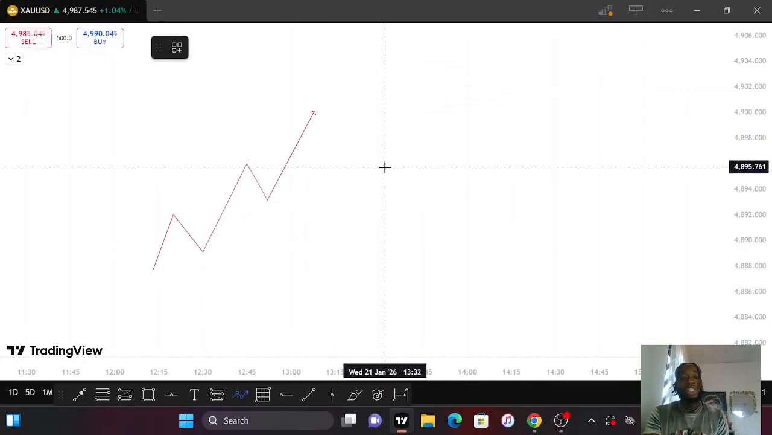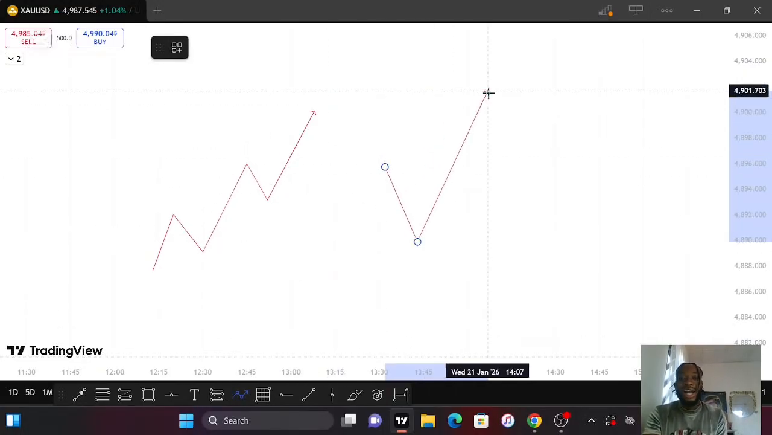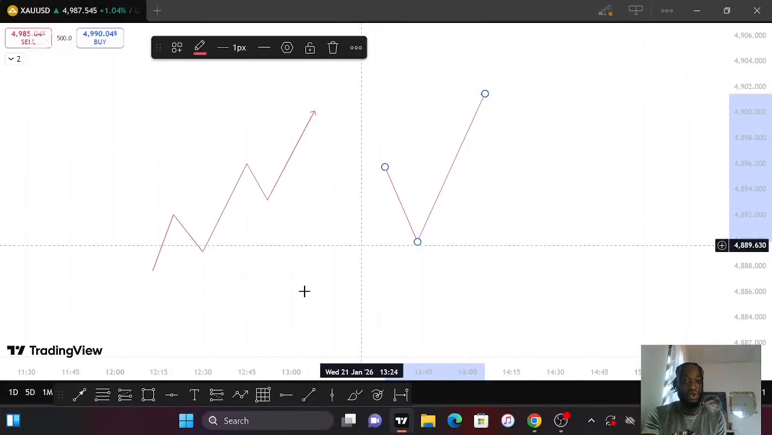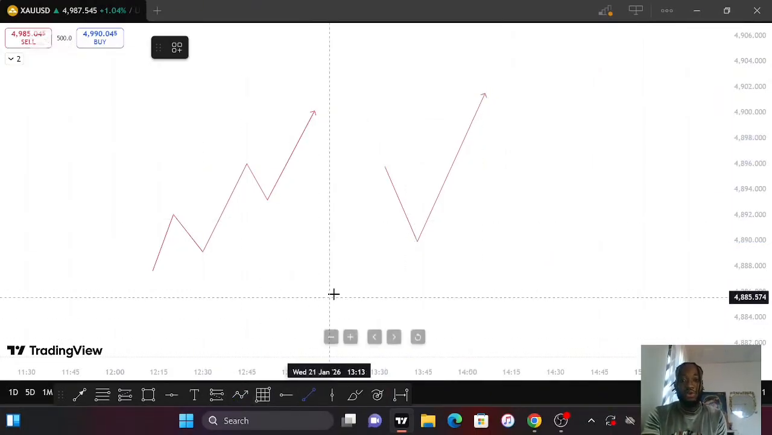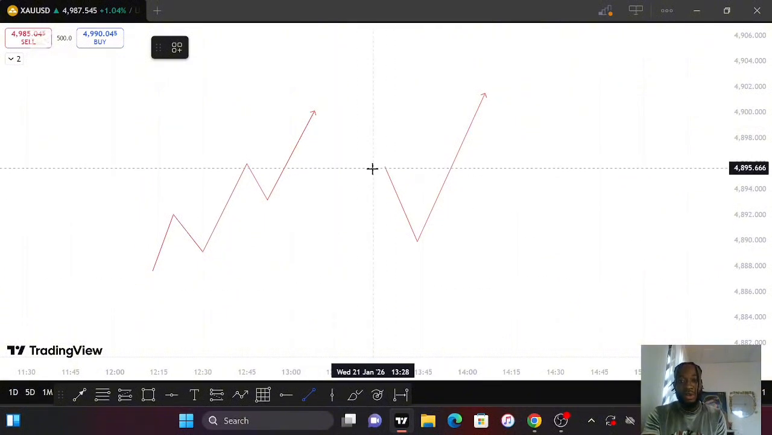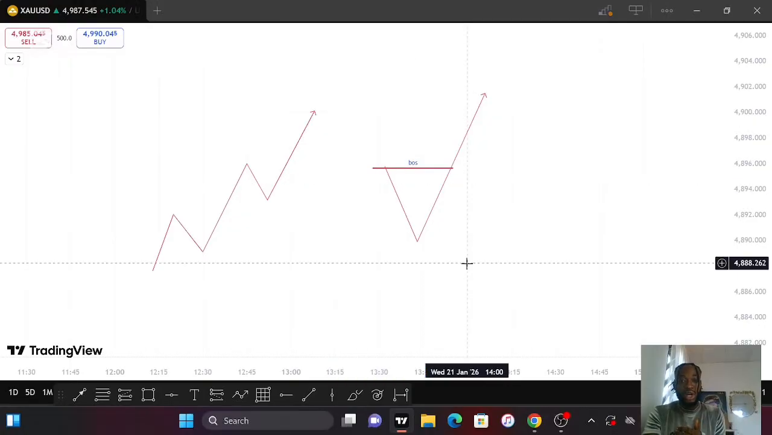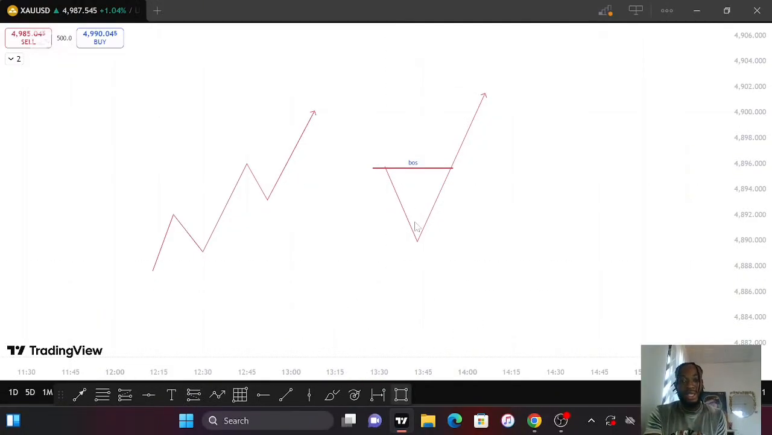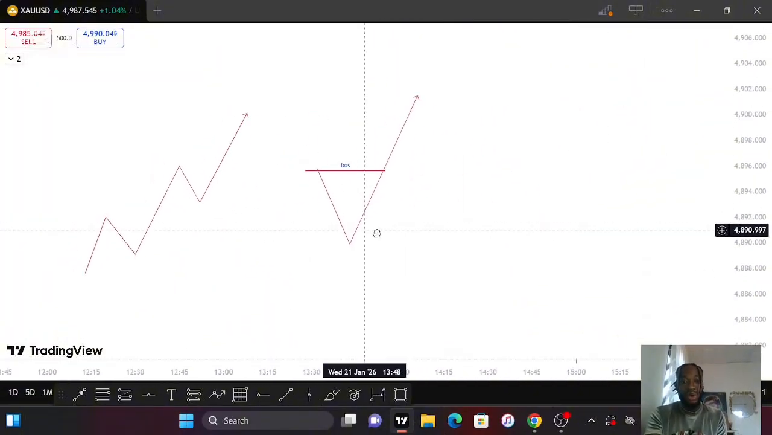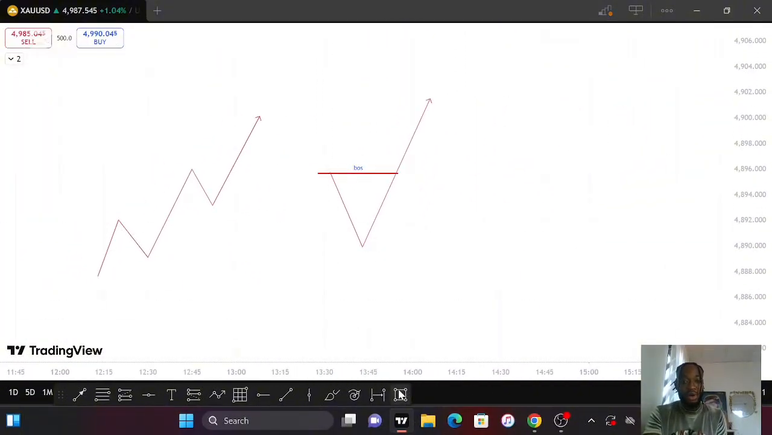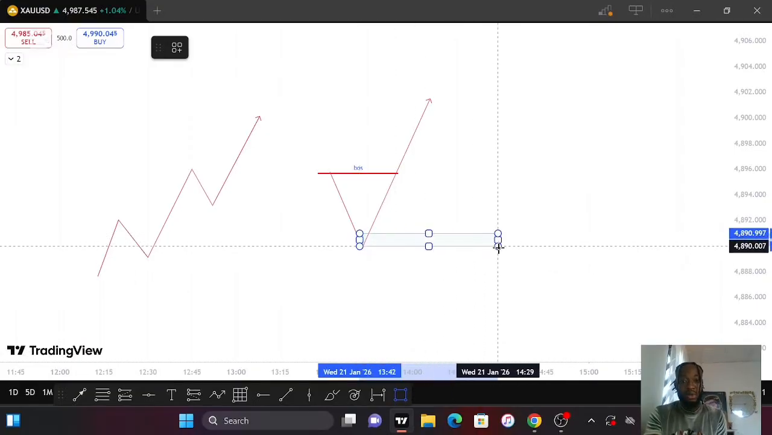You understand? But there's a way I frame my entry. Let's say I have an entry like this, a break of structure. Obviously you can see for yourself a break of structure right here. After this break of structure, there will definitely be a fair value gap right here or an order block just right here. Right, there will be another block right here.